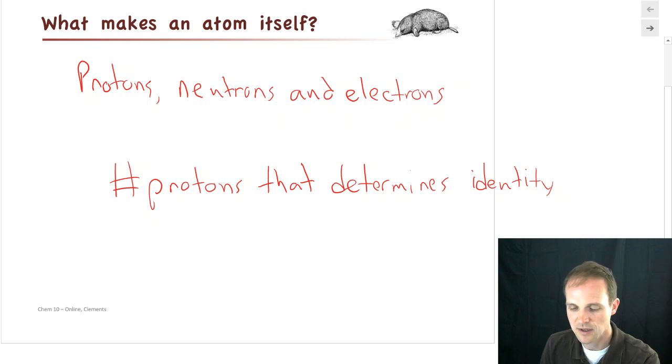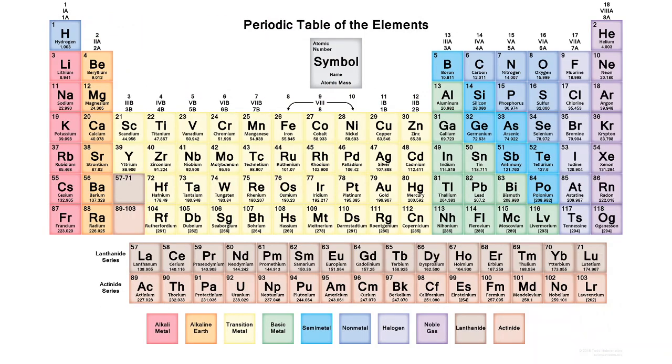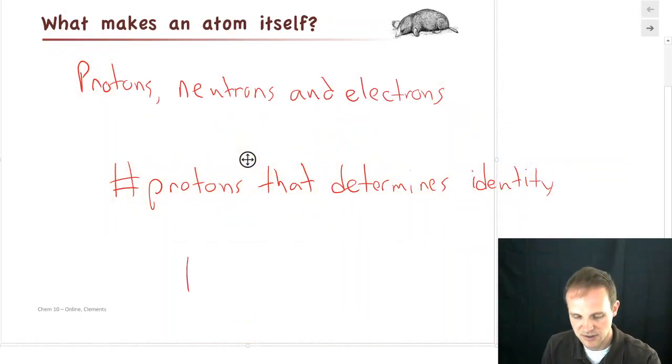So if we want to know whether we have carbon, nitrogen, hydrogen, or whatever, the only thing we have to look at is the number of protons. Okay? How do we know? Well, if we start from the beginning of the periodic table, the top left here, and we look at hydrogen up there, it turns out hydrogen is the first element on the periodic table for a good reason, because it has a single proton. So hydrogen is one proton.